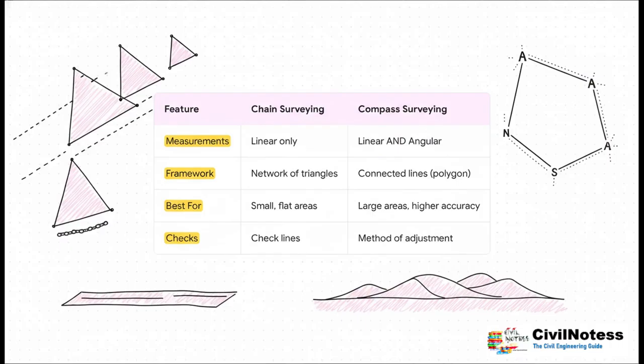And this table shows you just how big a deal it was. Before this, you had chain surveying, which was, well, pretty limited. It could only measure straight lines. That's it. So it really only worked for small, flat, simple areas. But the moment you add angles into the mix, bam! Compass surveying opens up a whole new universe. Suddenly, you can map huge, complicated areas, even with hills and valleys, and do it way more accurately. It was a complete game changer.